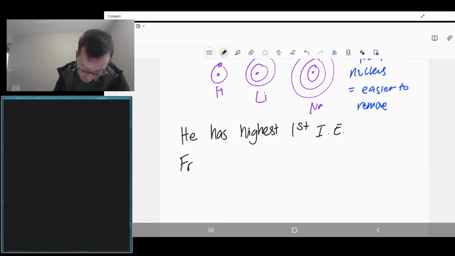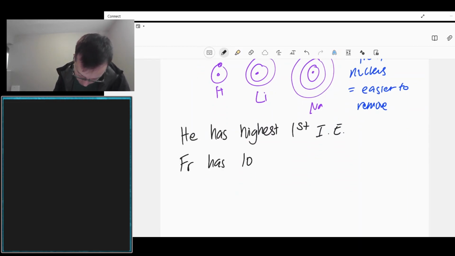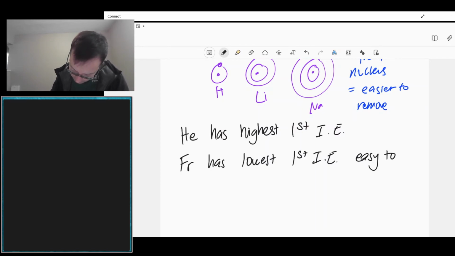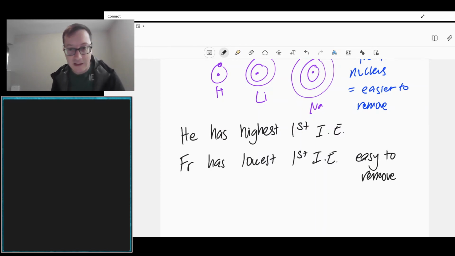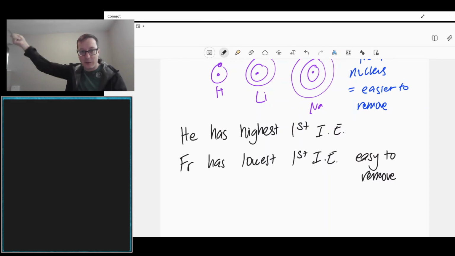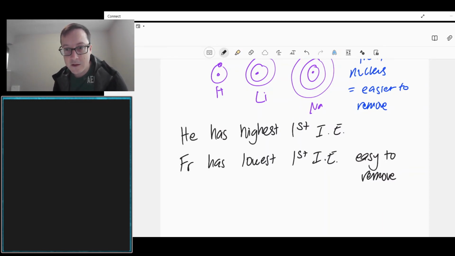Francium, then, it's easy to remove francium's electron, relatively speaking. All right, francium's the biggest element. Its one valence electron is way out there. Something to pluck it off, it's done. It's gone. Easy. No problem. Helium, though, being the smallest, has its very tightly held electrons, and so it's not likely to remove those.